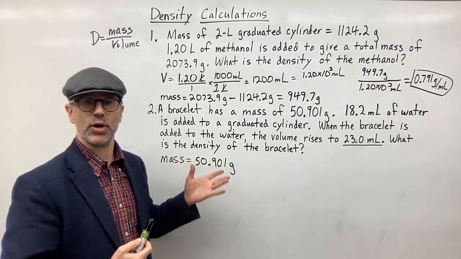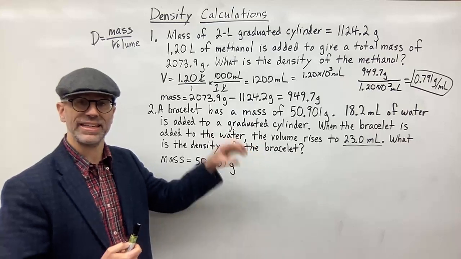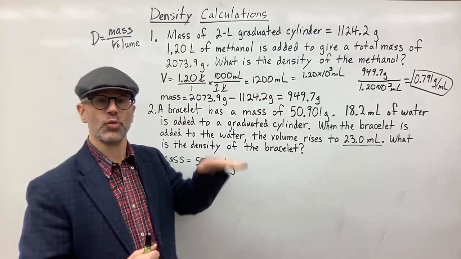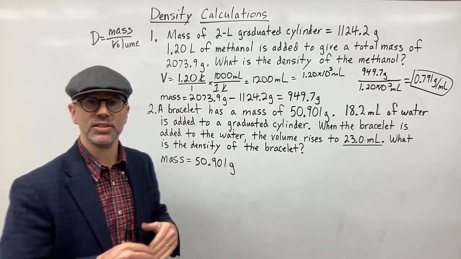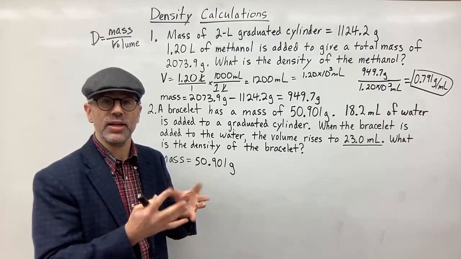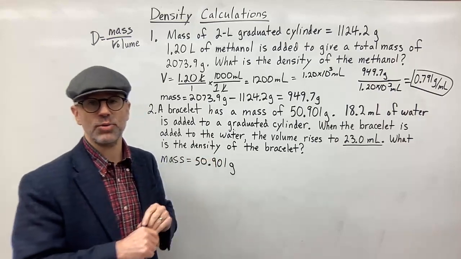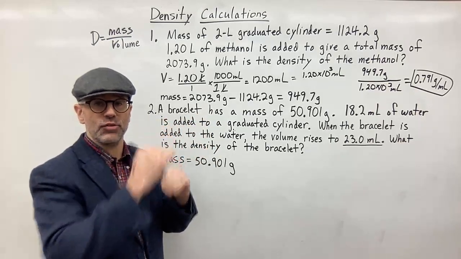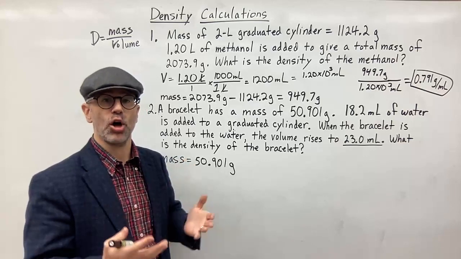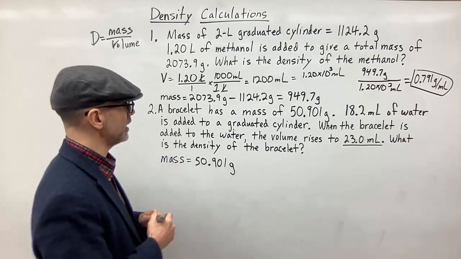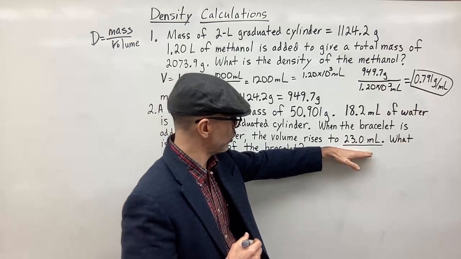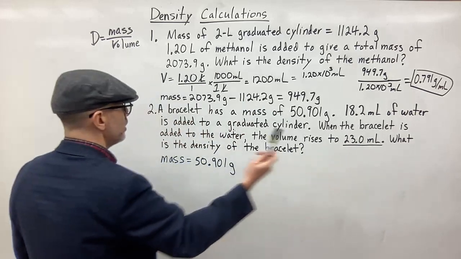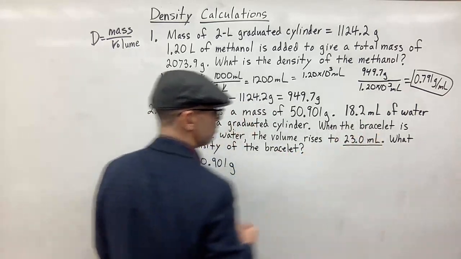Notice that, again, I have a graduated cylinder. I put a certain amount of water into the graduated cylinder, and then when I put the bracelet in, the water rises. The reason is that the volume of the bracelet displaces the water in the graduated cylinder, causing it to rise. So the difference in the levels of the water is going to be the volume of the bracelet. So I need to subtract the original volume, the initial volume, 18.2 milliliters, from the final volume.